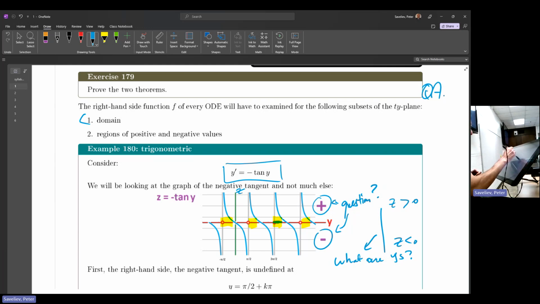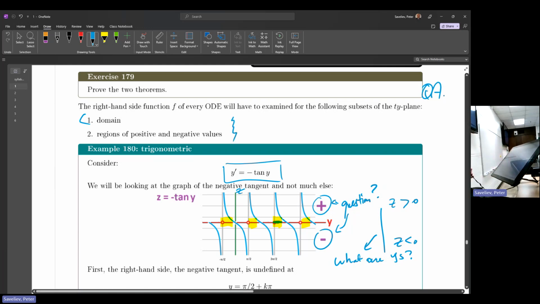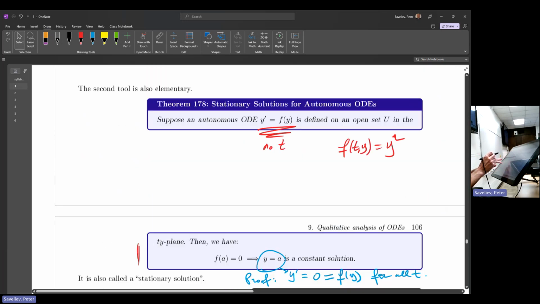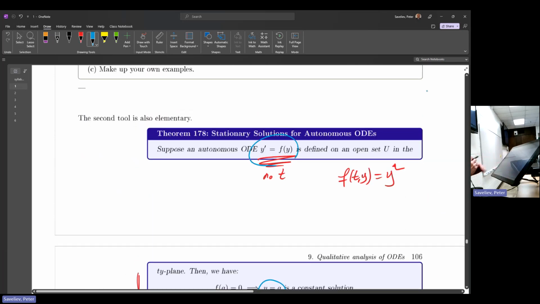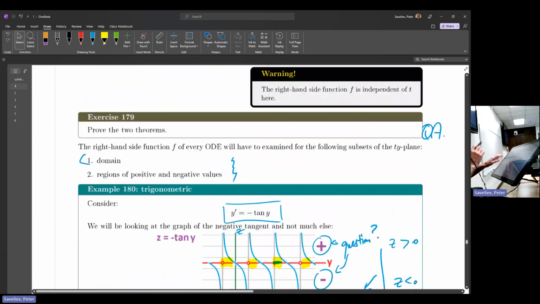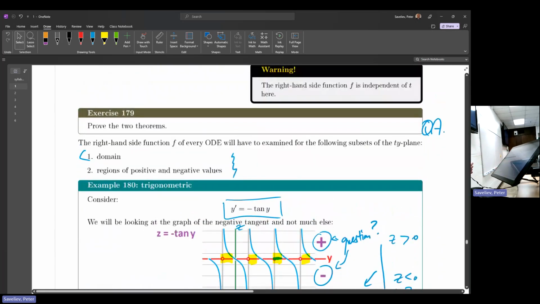Okay, so what we're asking currently is very simple. It is the right-hand side function of our ODE. Once again, this is my ODE. Okay, the right-hand side function, maybe it's autonomous or not. And we're looking at either a function of one variable or functions of two variables. And then we speak of the domain and we speak of the regions of positive and negative values. If it reminds you of Calc 1, that is not by accident.